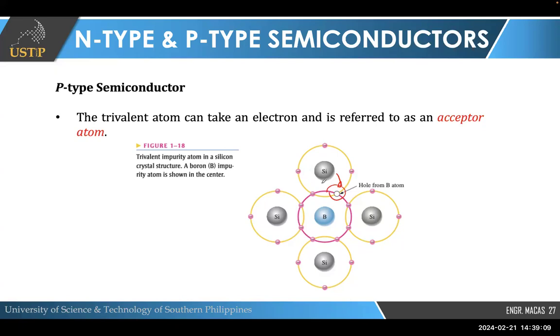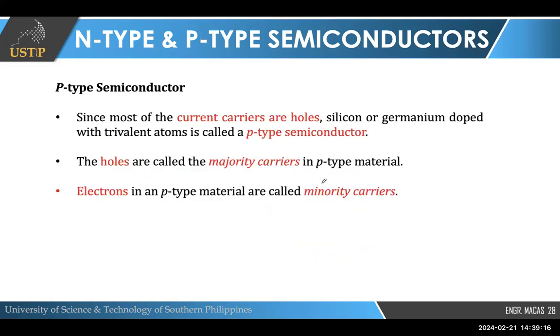So electrons can jump from one hole to another, and the conduction will increase. Since most of the current carriers are holes, because you inject many trivalent atoms, of course we call it the P-type semiconductor. You have many positive carriers. So the current carriers are holes in this type of semiconductor. The holes are called the majority carriers, and electrons are the minority. So P-type is the opposite of N-type semiconductor.